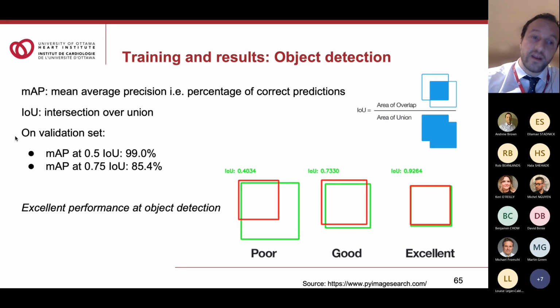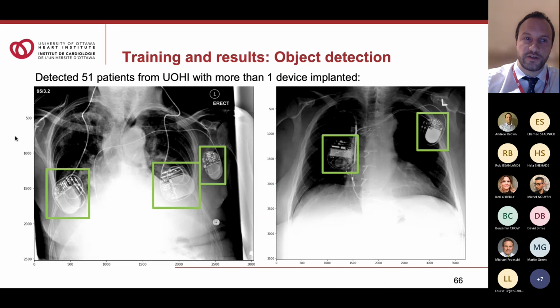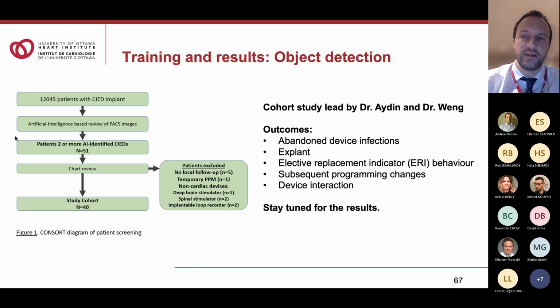We obtained quite a high accuracy at an intersection over union of 0.5. We had 99% accuracy in our study. Interestingly, we applied the algorithm to the entire database at the Heart Institute afterwards and detected 51 patients that had more than one device implanted. We provided this data to Dr. Aiden and Dr. Wang, who then did a cohort study in these patients. They studied outcomes such as abandoned device infections, whether the device was explanted, and so on and so forth. This study was just submitted for review, so stay tuned for the results in the future.